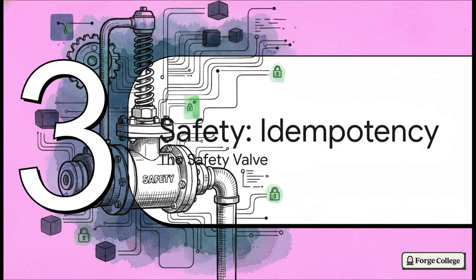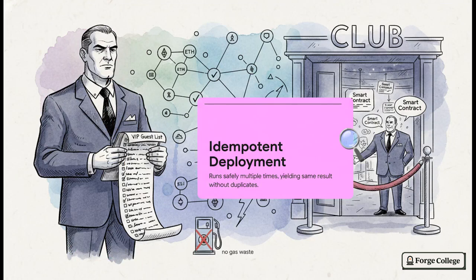Section 3. This is where it gets really interesting. Safety, or idempotency, which acts as our safety valve. This brings us to what I think is the most critical part of our entire design, making it an idempotent deployment. I know, it's kind of a heavy word, but it literally just means a script that you can safely run multiple times, and it yields the exact same result without ever duplicating the deployment on-chain.